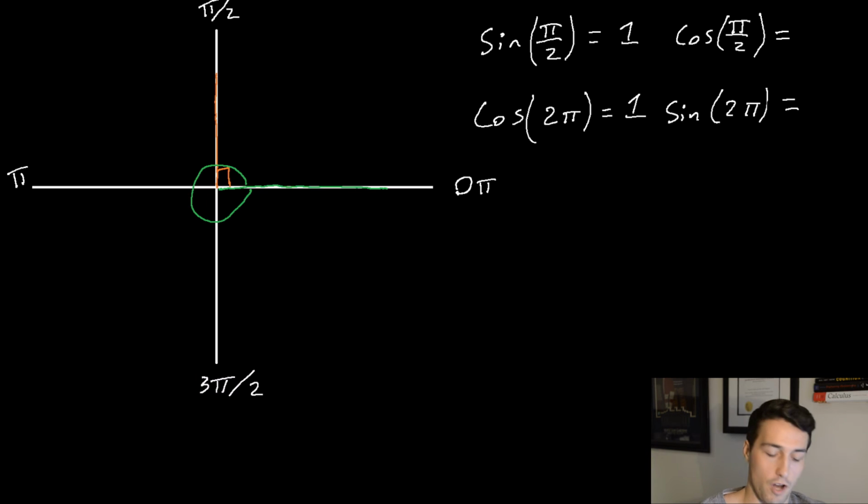And just to hammer this point home, if I were to do cos of pi over 2, we already know that it's that orange line there. And we already said that it actually doesn't exist in the x direction at all. It's only in the y direction. So cos of pi over 2 is actually 0.